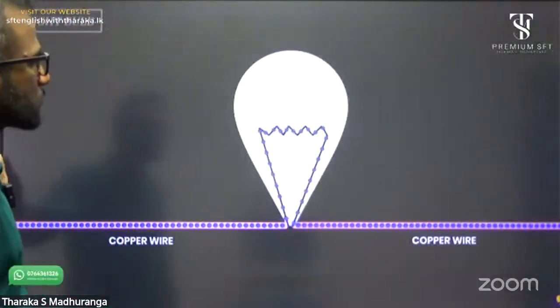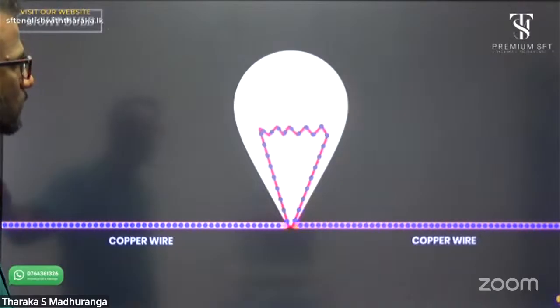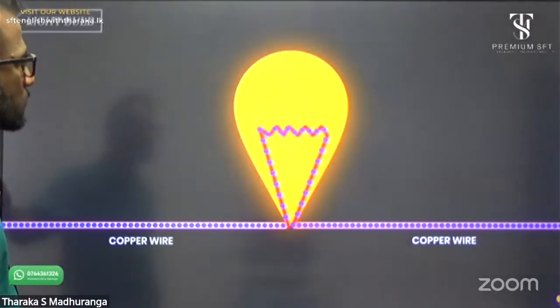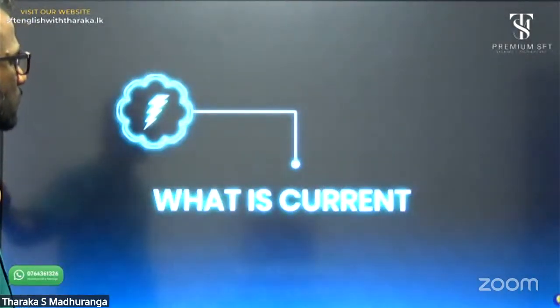So the electrons cannot freely move between atoms. Atoms in the tungsten start vibrating, heating up the tungsten, and as a result, it begins to provide light and glow. We heard the word current. So what is electric current?